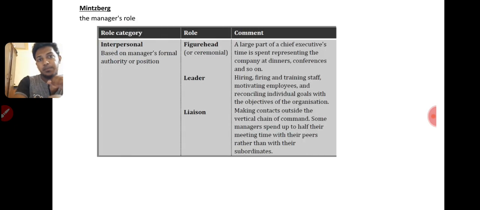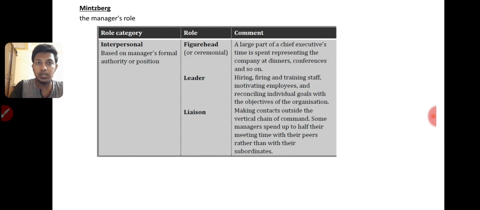The Mintzberg roles have, I think, 3 categories. The interpersonal role is based on the manager's formal authority, and interpersonal skills should be there. They have to talk and communicate and have a good relationship with the other workers. Then only people work, right? If people are happy, only then will they work.